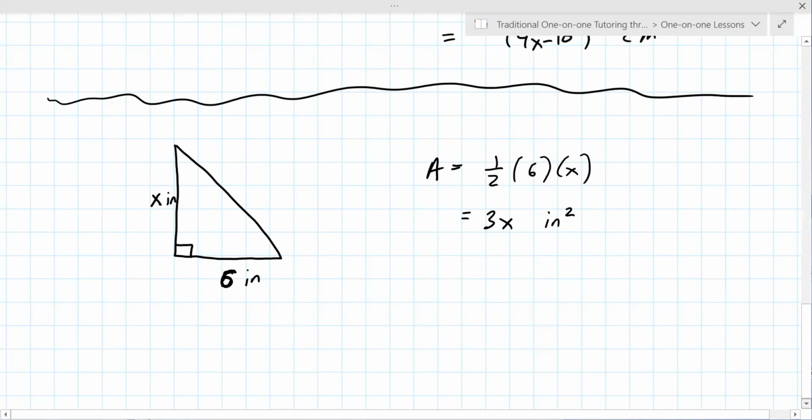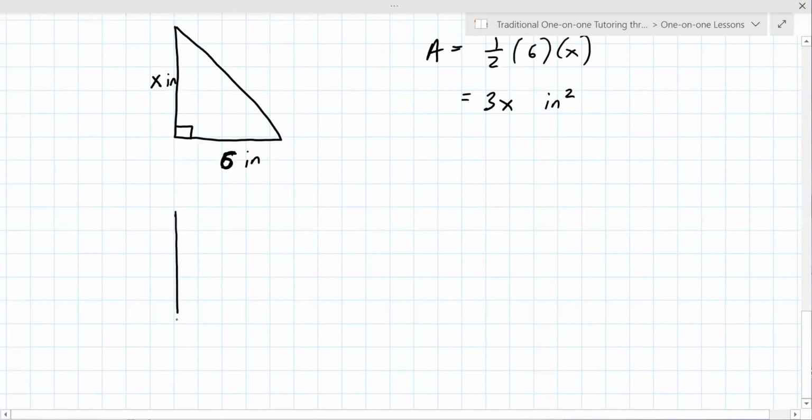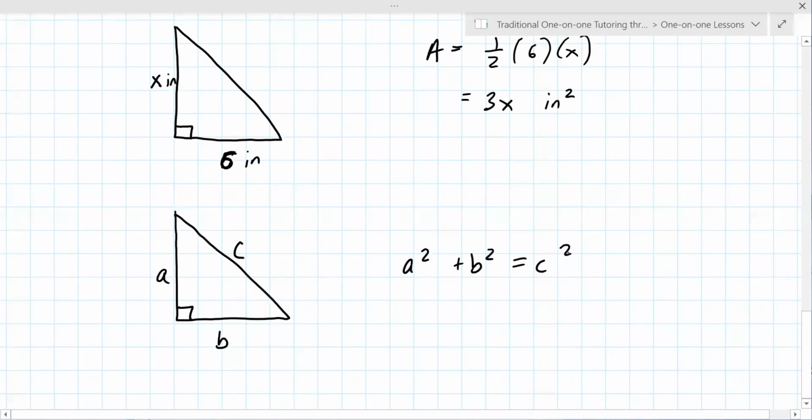Okay. Now, this is where we kind of synthesize from other stuff that we have done. So the Pythagorean theorem, do you remember that? I don't even know how to say it. Pythagorean theorem. It says you take one of the legs, square it, the other leg, square it, add them together, and that gives you your total squared.